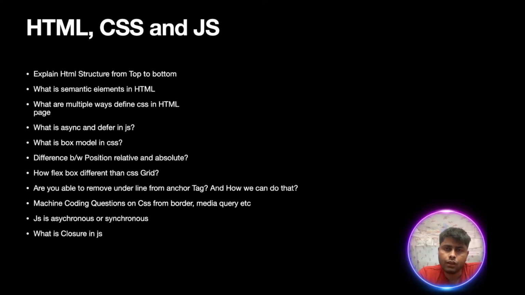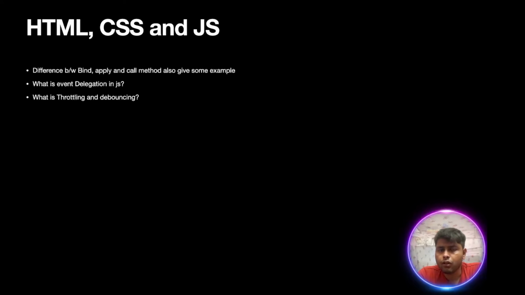Then he asked what is closure in JavaScript. Then he asked what is the basic difference between bind, call and apply, and told me to give some examples. Then he asked what is event delegation in JavaScript, then what is throttling and debouncing in JavaScript, then what are promises and what are the ways we can handle promises.